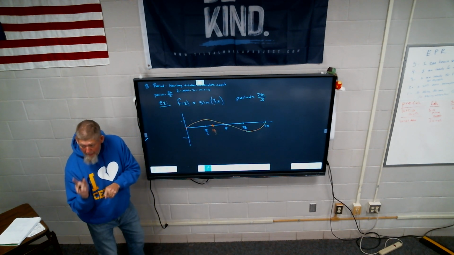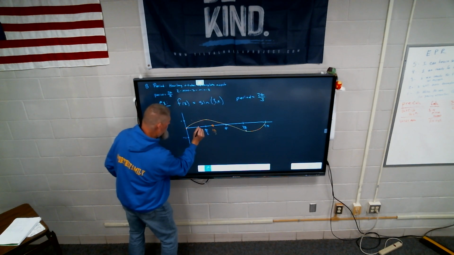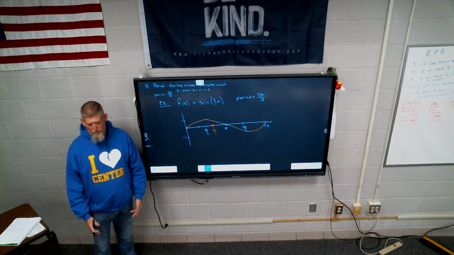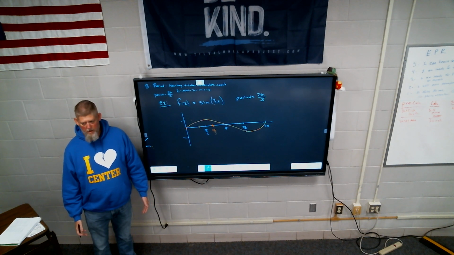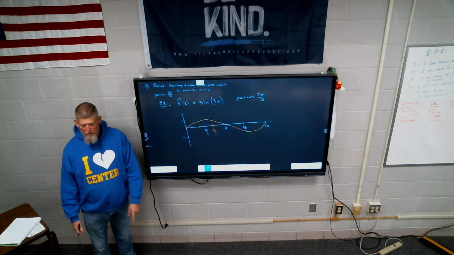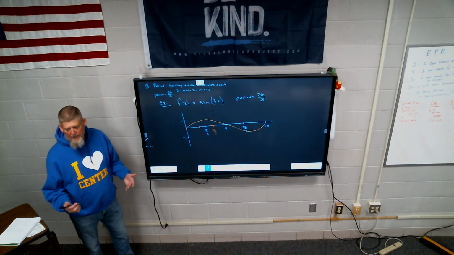The midpoint of 0 and 2 pi over 3. So right in the middle. So what is the midpoint between 0 and 2 pi over 3? Pi over 3. So how did we get that?